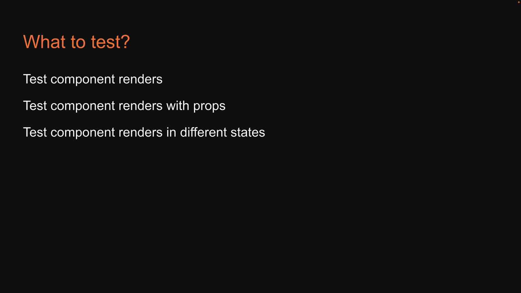Third, test that the component renders in different states. For example, if you have a nav bar, the login button should render if the user is logged out, and not render if the user is logged in. Finally, test that the component correctly reacts to events. This is applicable to components like buttons and form controls, which allow user interaction.